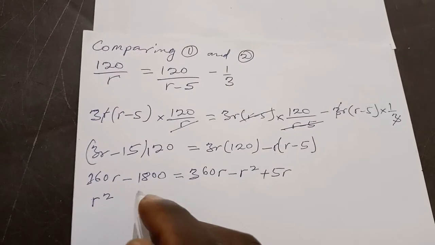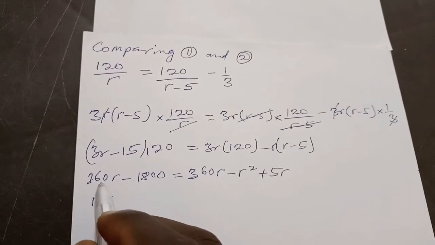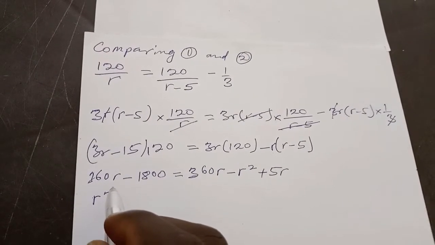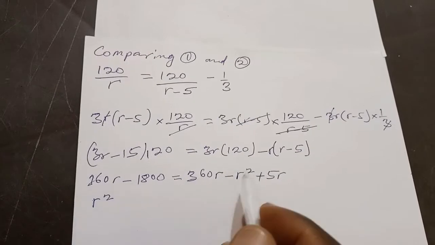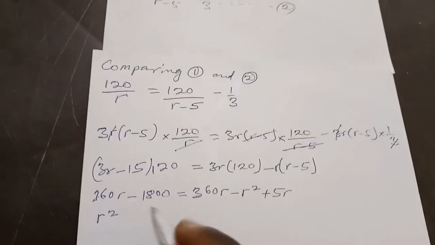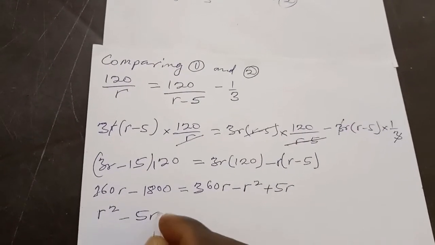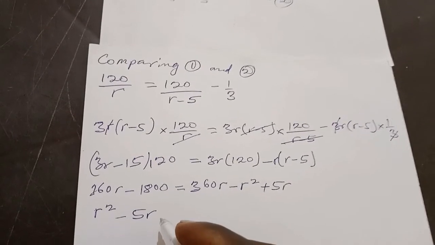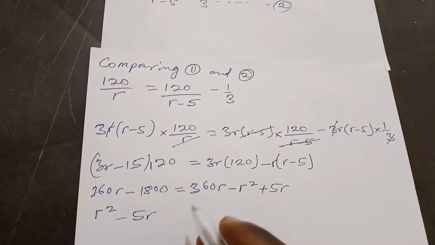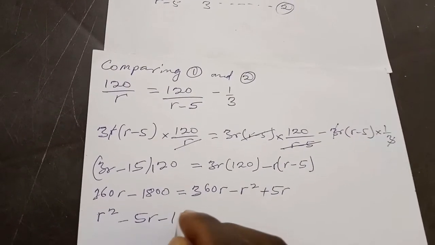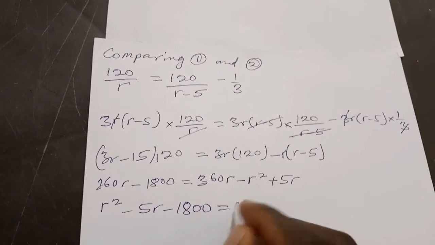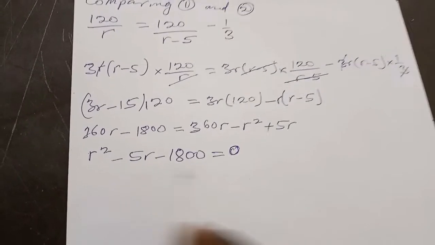Then followed by the r terms. This is 360r. This is also 360r. When this comes here, it becomes 360r minus 360r, which is 0. Then there's still one r term here, which is positive 5r. When it comes to the left, it becomes negative 5r. Alright. Then we are left with only the negative 1800, which is already at the left hand side. So it will still remain negative 1800. And this should be equal to 0. This is a quadratic equation that we need to solve.